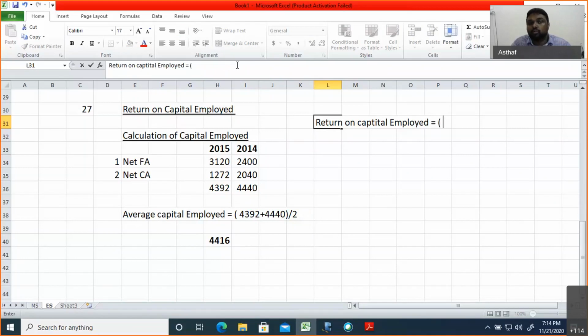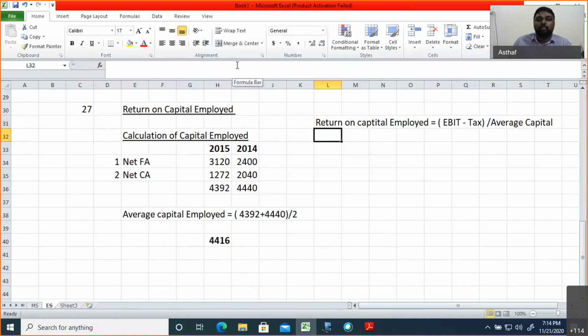The most used formula is EBIT less tax divided by average capital employed. See, these are all intermediate concepts, so I'm not going into depth, I'm just directly telling. So this is the formula: EBIT less tax divided by average capital employed into 100.